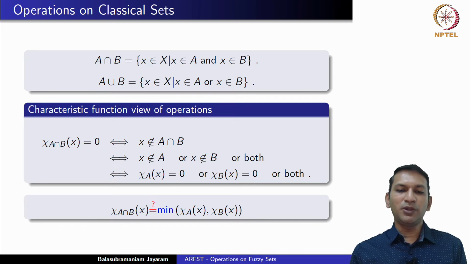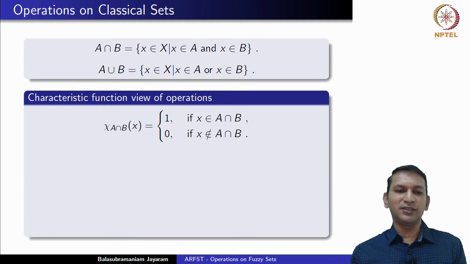Now if it does not belong to only one of them, that means it either belongs to A or to B for sure, then we know that it does not belong to one of these. That means either chi A of x is 0 or chi B of x is 0. And when you substitute those values in min, we see that chi of A intersection B of x is 0. So it appears that taking the minimum of the corresponding characteristic functions of A and B does the trick.